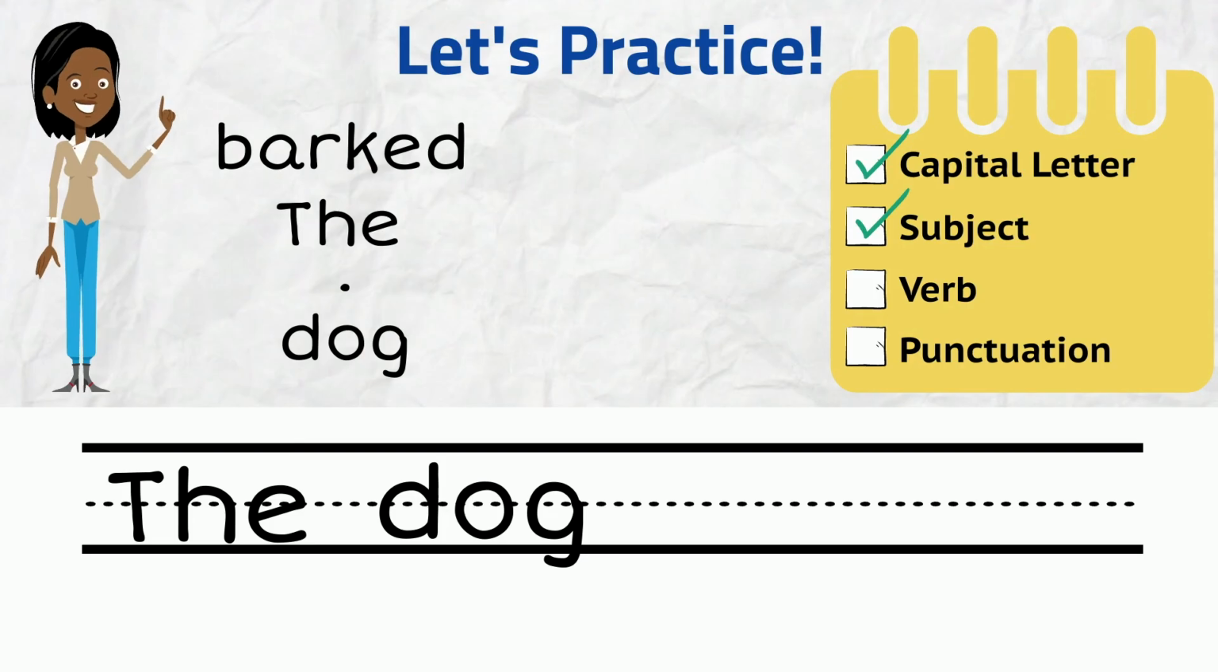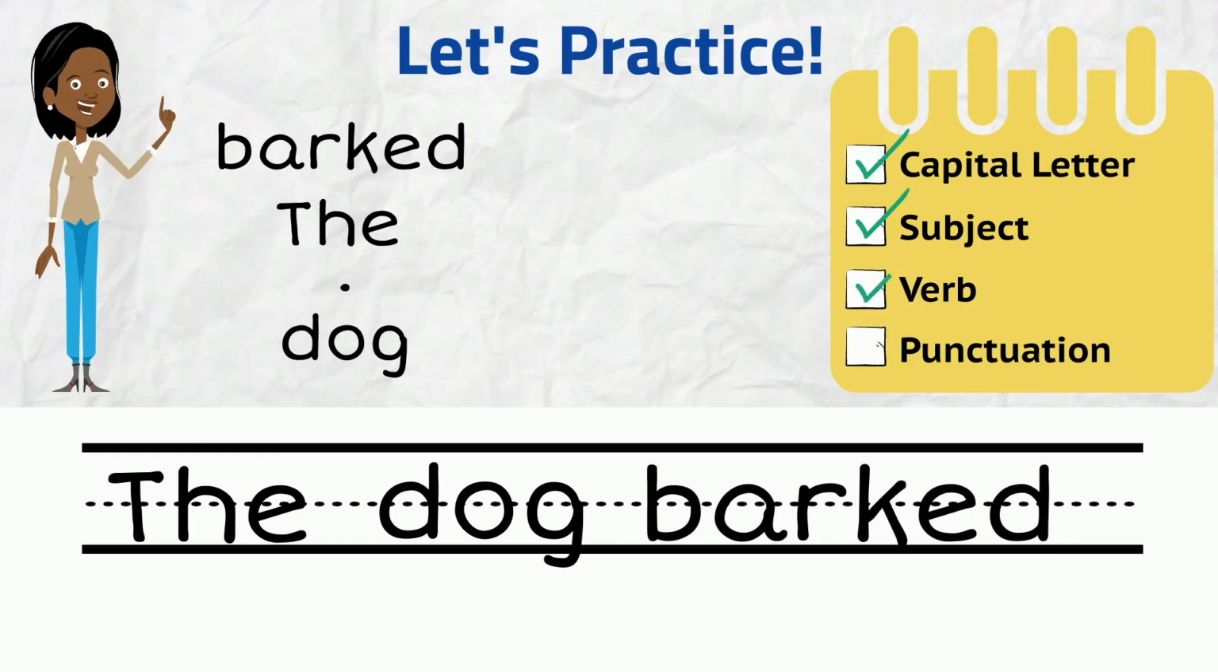What about the verb? Well, a verb is an action word. Oh, the word barked is an action word. I will write that word next.